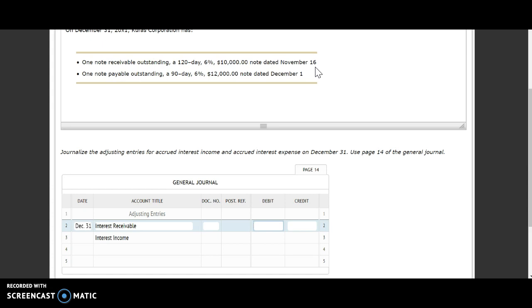There's 30 days in November, so I'm going to take 30 minus 16. That's 14 days of November. I'm going to use all 31 days of December because we're recording this on December 31st. So I'm going to take 14 days of November plus 31 days of December to get 45 days. Now I'm going to take 10,000 times that 6% times 45 over 360. That's going to give me $75 of interest.